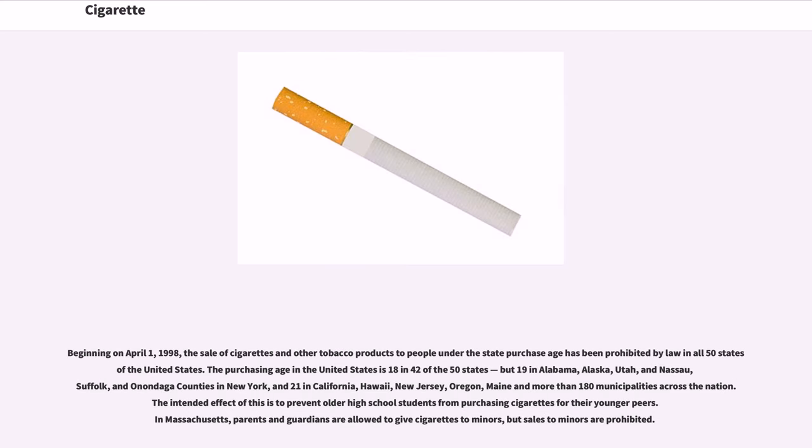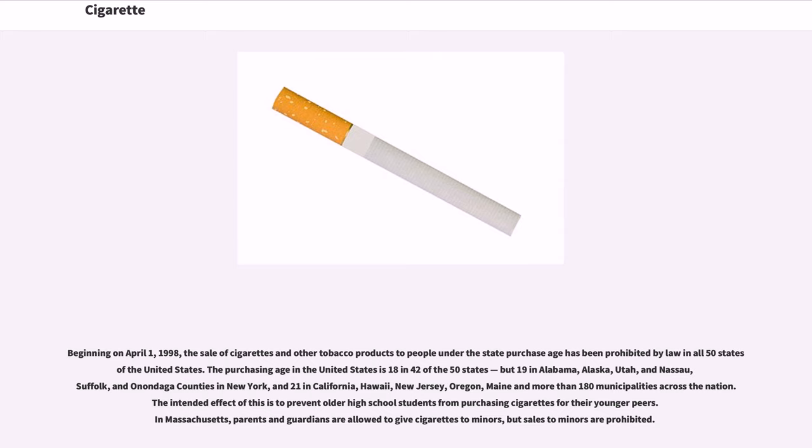Beginning on April 1, 1998, the sale of cigarettes and other tobacco products to people under the state purchase age has been prohibited by law in all 50 states of the United States. The purchasing age in the United States is 18 in 42 of the 50 states, but 19 in Alabama, Alaska, Utah, and Nassau, Suffolk, and Onondaga counties in New York, and 21 in California, Hawaii, New Jersey, Oregon, Maine and more than 180 municipalities across the nation. The intended effect of this is to prevent older high school students from purchasing cigarettes for their younger peers.